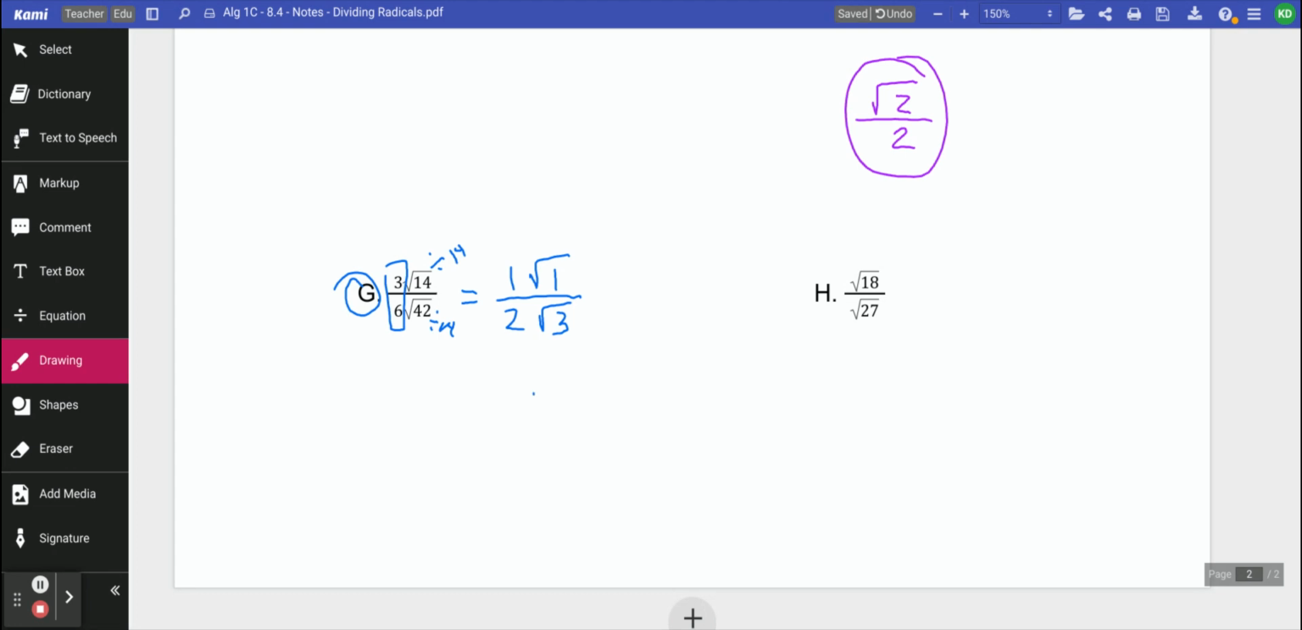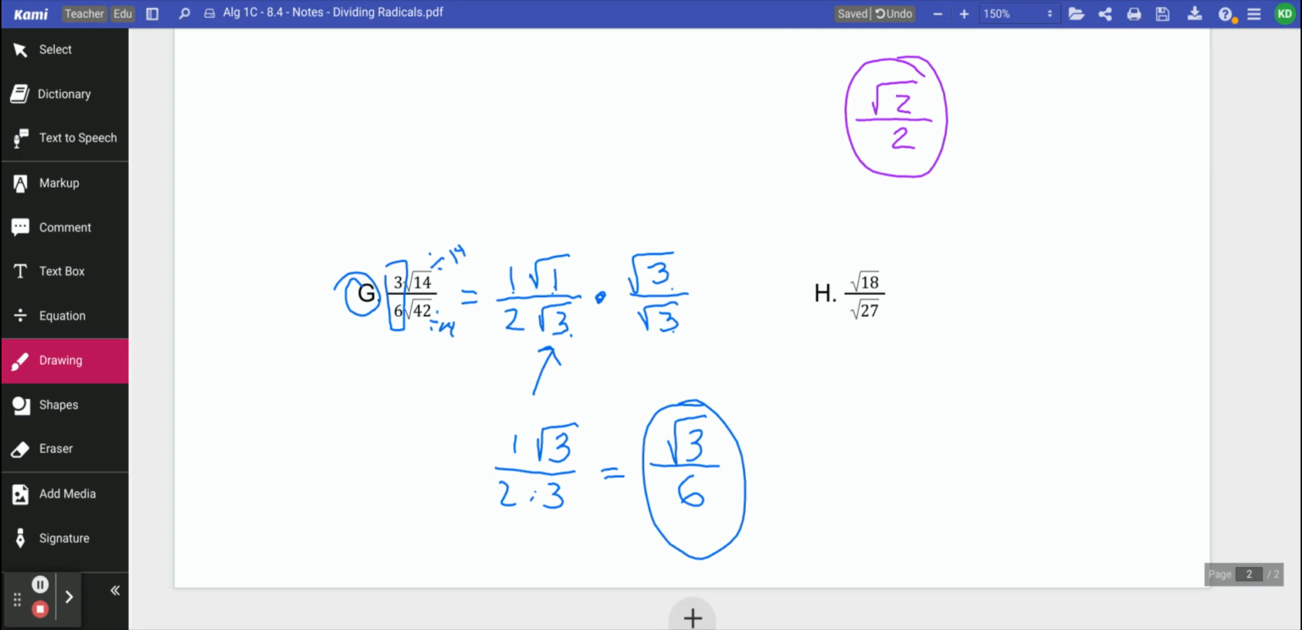Okay, now all I need to get rid of is this guy. So we're going to multiply by another copy of radical 3 on the top and the bottom. When I multiply across, 1 times radical 3, I can multiply that inside stuff together. So it's 1 times radical 3. Then on the bottom here, I have 2, and then radical 3 times radical 3 is a regular 3. So 2 times 3 is 6, and 1 times radical 3 is just radical 3. I can get rid of that 1. I don't need it there.